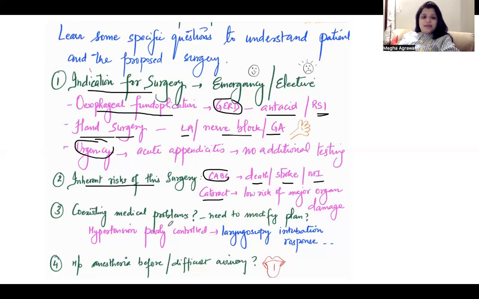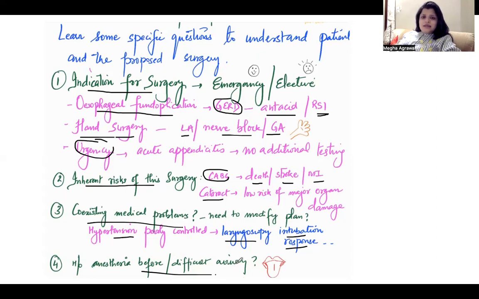Then the coexisting medical problems. If we need to modify the plan, like the hypertensive patients during intubation, laryngoscopy, they can have accelerated hypertension. This can lead to intracerebral bleeds. So that is why you have to control the intubation response during laryngoscopy by giving Xylocard or other means. So you should know. And then the history of anesthesia before, or difficult airway. As I've told you, some people who have already undergone any surgery before, they know that this was difficult for me, so I should tell this person about this thing.